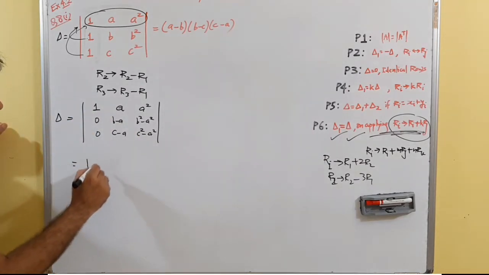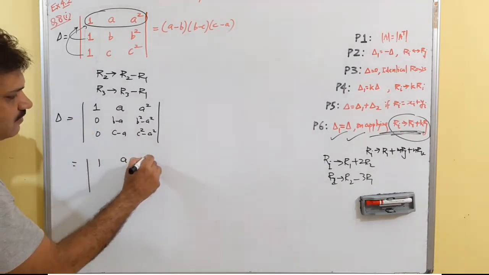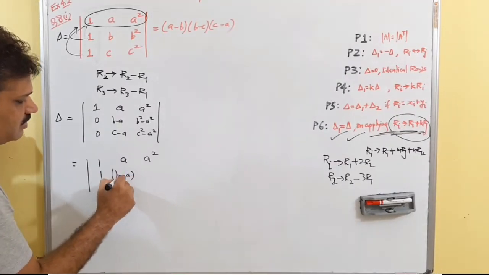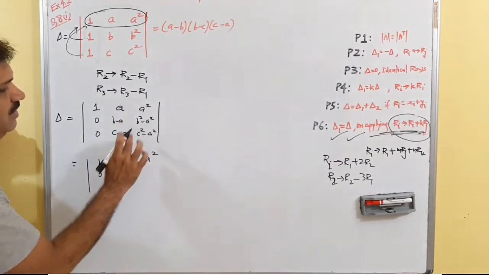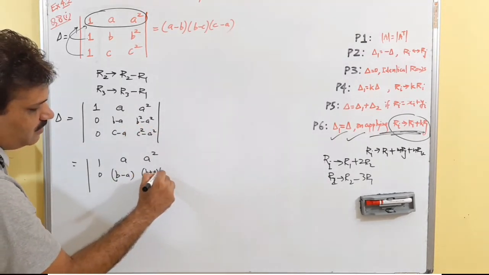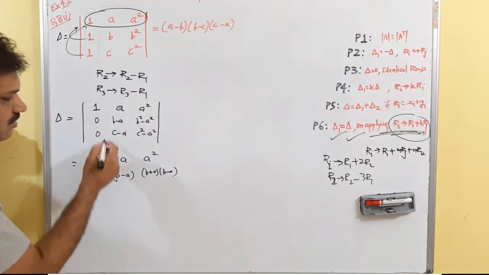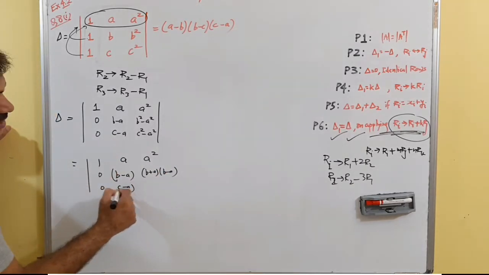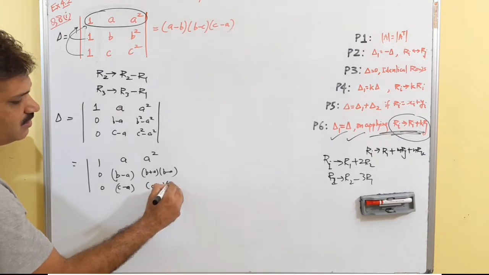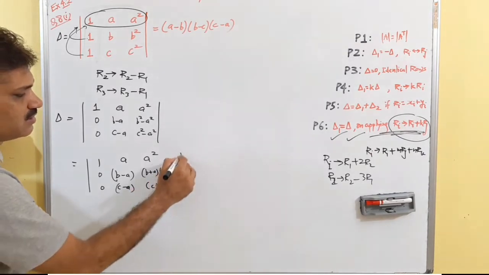This gives us 1, a square, 1, b minus a, 0, b minus a. The factor of b square minus a square is b plus a multiplied by b minus a. Then 0, c minus a, and the factors of c square minus a square is c plus a into c minus a.